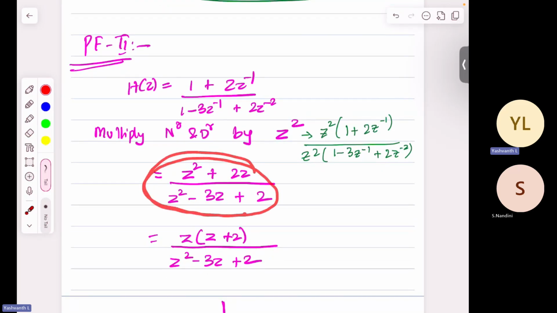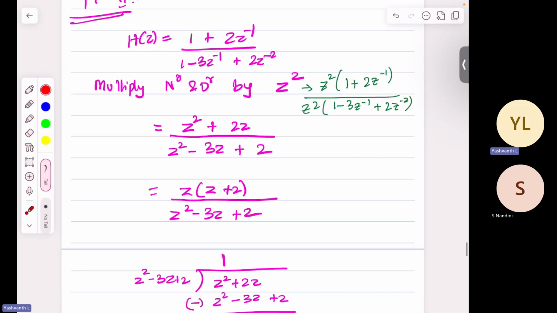This is our transfer function in terms of z, not in terms of z power minus 1, z inverse. Now do a partial fraction expansion of this function. So the numerator you can factorize as z into z plus 2, divided by z square minus 3z plus 2. But remember, for partial fraction expansion, you want to take proper fractions. You should not have improper fractions.